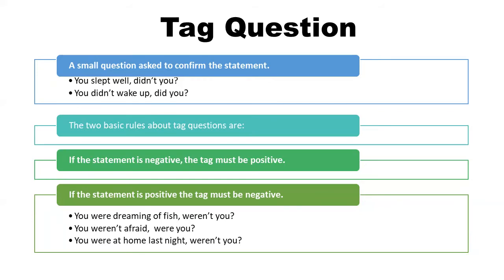And if the statement is positive, the tag question must be negative. See a few more examples. You were dreaming of fish. This statement is positive, so the tag would be negative, weren't you? Number 2, you weren't afraid. The statement is negative, so the tag must be positive. Were you? This is a positive tag question.